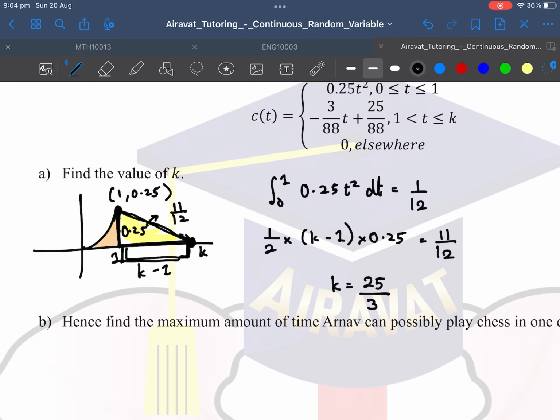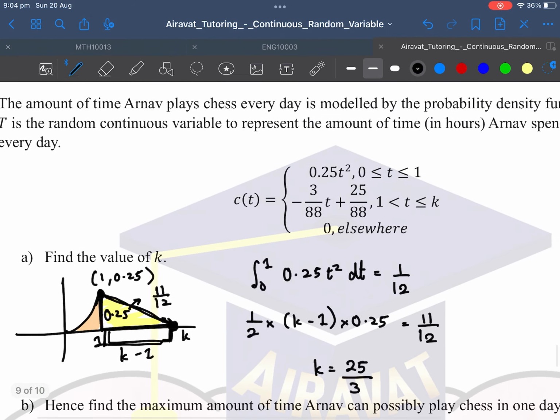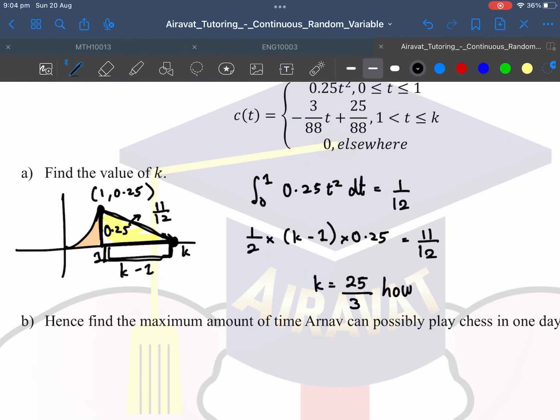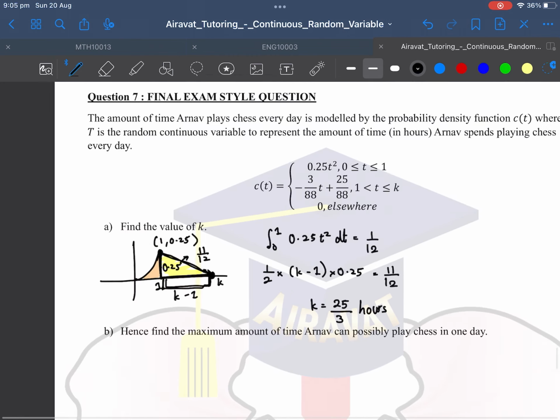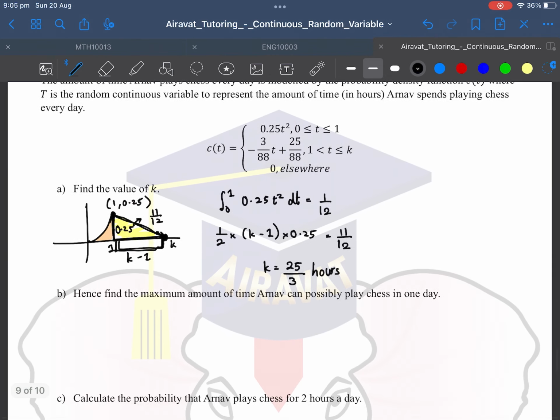And do we end it here? No. Why? We are forgetting the units, because k is a domain, and the domain is based on time. So our units is going to be hours, because time has units. So just write your units. Hence, find the maximum amount of time Arnav can possibly play chess in one day.